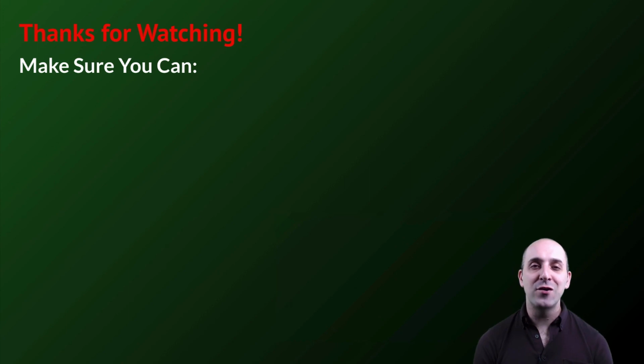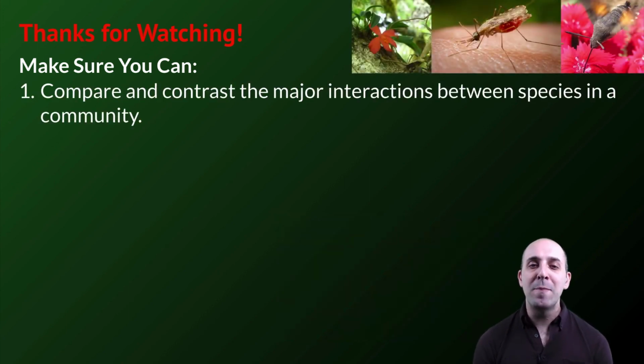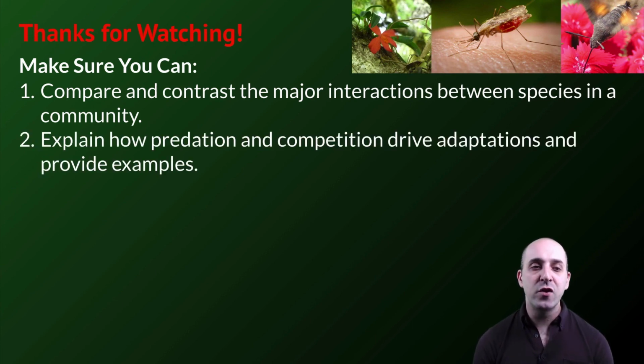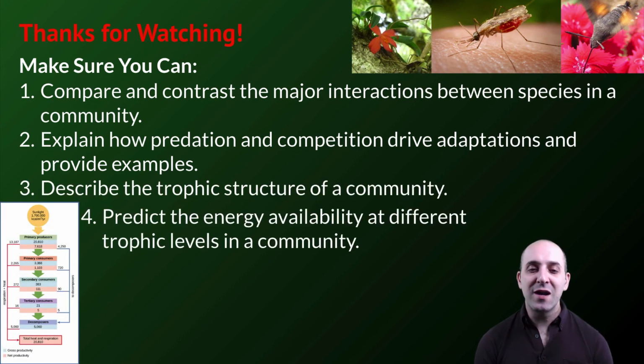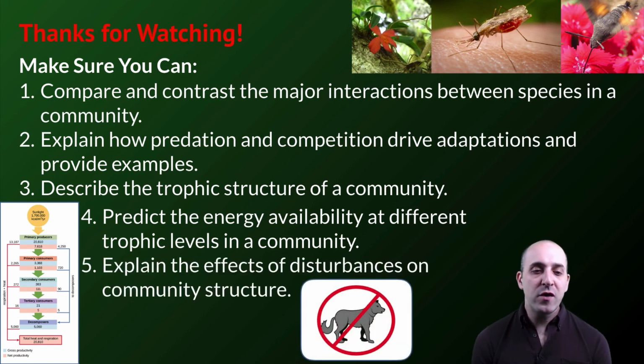Thanks so much for watching our discussion on communities. Make sure you can do the following things here at the end. Make sure that you can compare and contrast the major interactions between species in a community. Make sure that you can explain how predation and competition drive adaptations and provide examples of those adaptations and how those evolutionary dynamics work. Make sure you can describe the trophic structure of a community. Make sure you can predict the energy availability at different trophic levels in a community. And finally, make sure that you can explain the effects of disturbances on community structure.